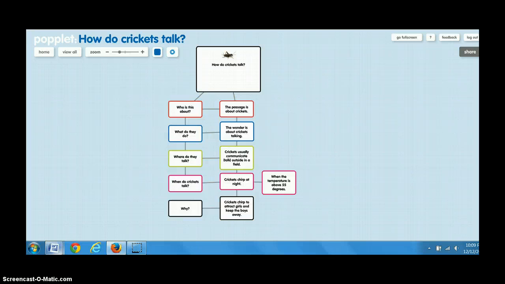So here is what our two-column notes or graphic organizer looks like so far. You can see that I have connected all of the bubbles together because they are all related. The only thing we have left to do is to answer our focus question: how do crickets talk? Crickets rub their upper and lower wings together to make a chirping sound. The chirping sound is also called stridulating.